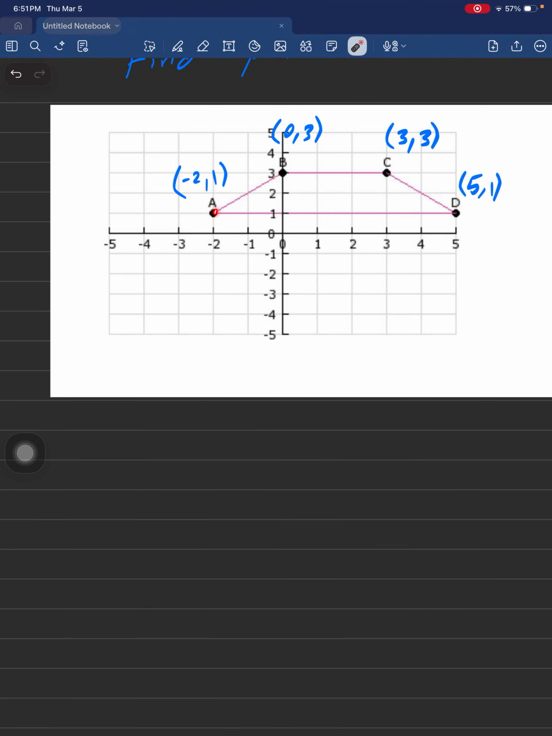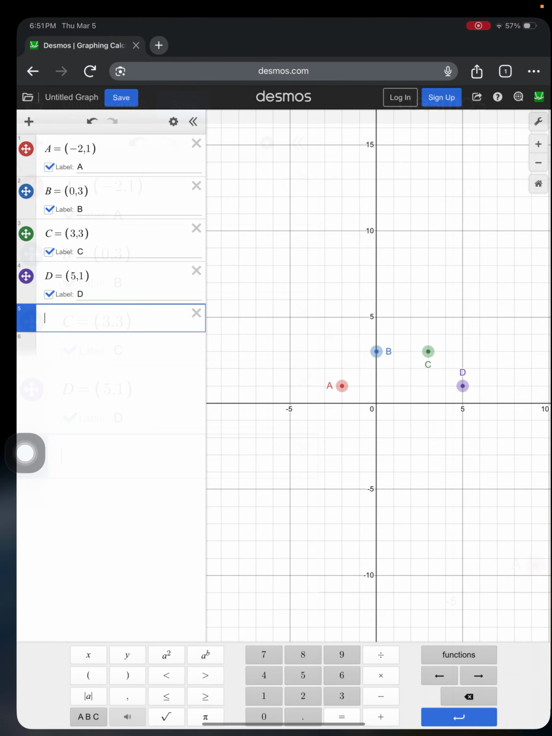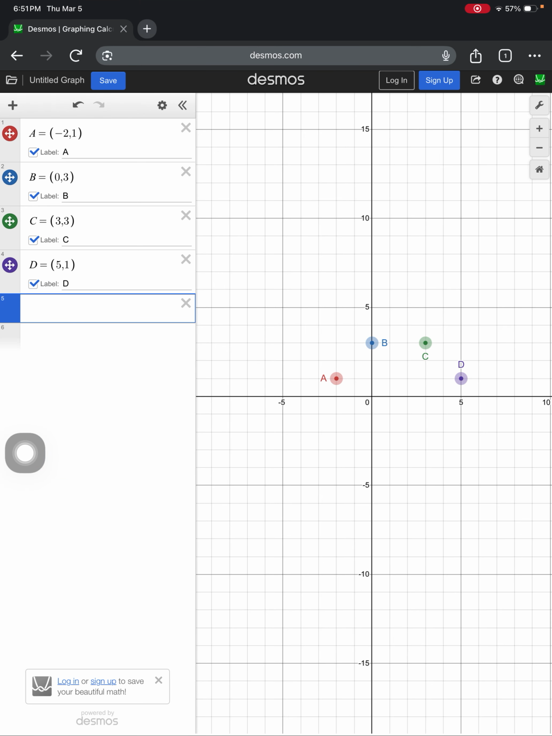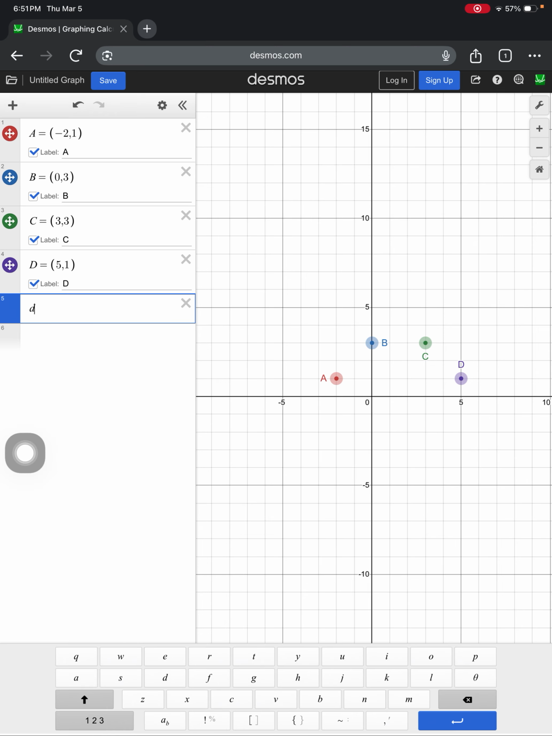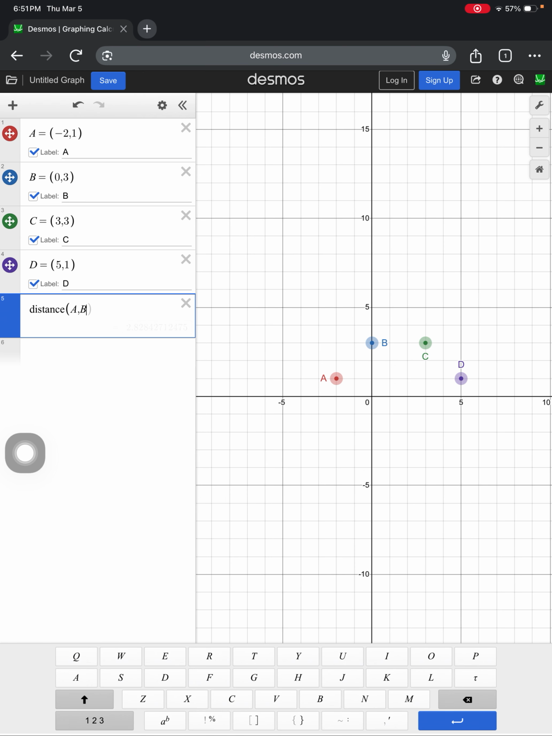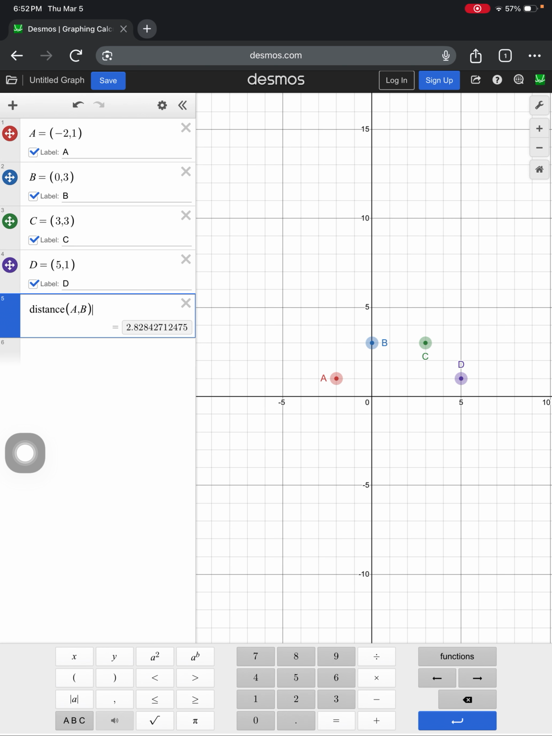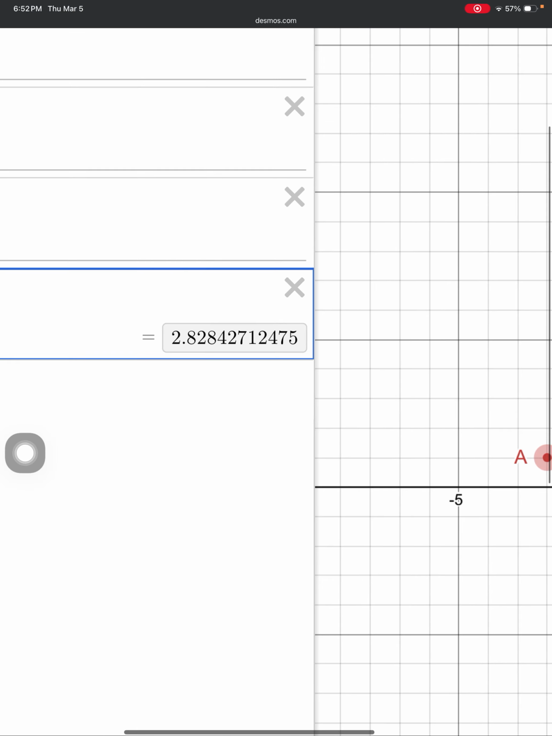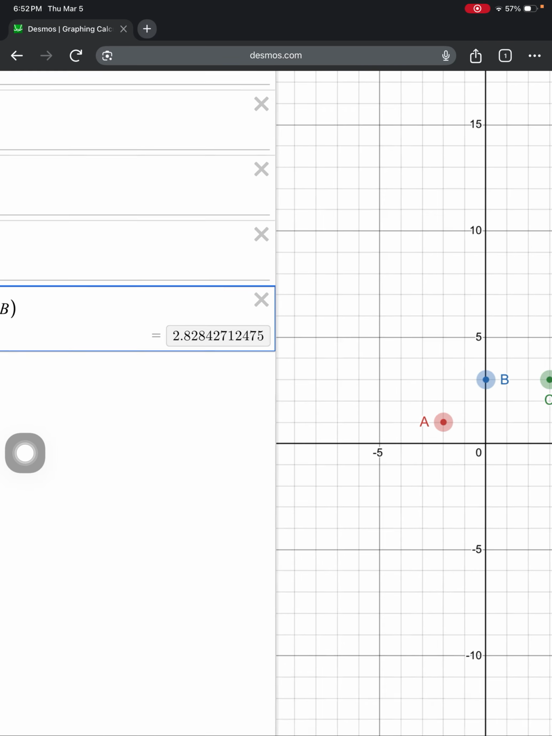First, we need to find the length of AB, as we said at the beginning of the video. To find the length of AB using DESMOS, we write distance between parentheses, then A, comma, B, we close the parentheses, and the length is 2.82, etc.